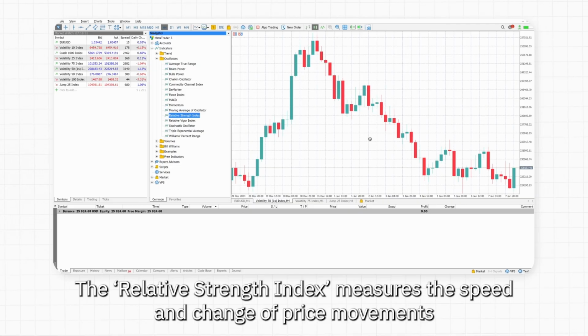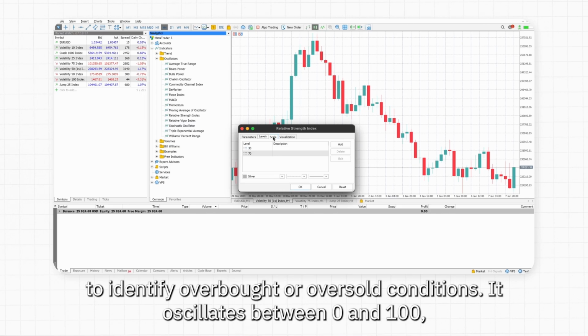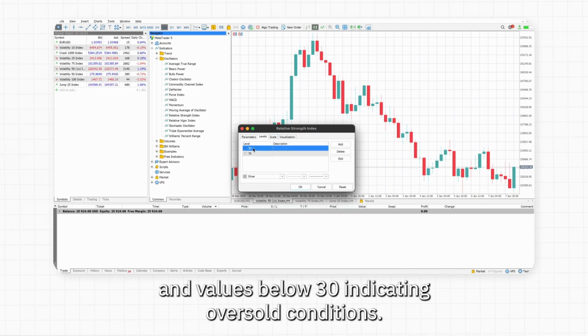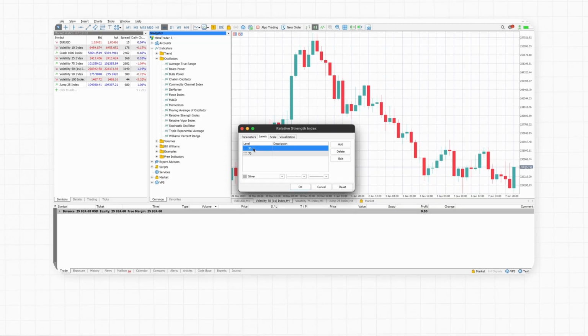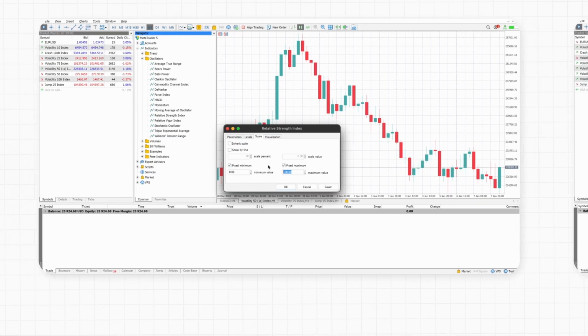The Relative Strength Index measures the speed and change of price movements to identify overbought or oversold conditions. It oscillates between 0 and 100, with values above 70 suggesting overbought conditions and values below 30 indicating oversold conditions. This helps traders gauge the strength of a trend and potential reversal points.